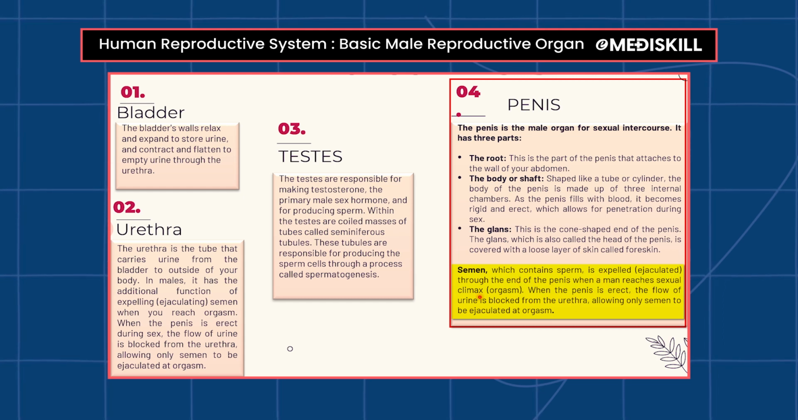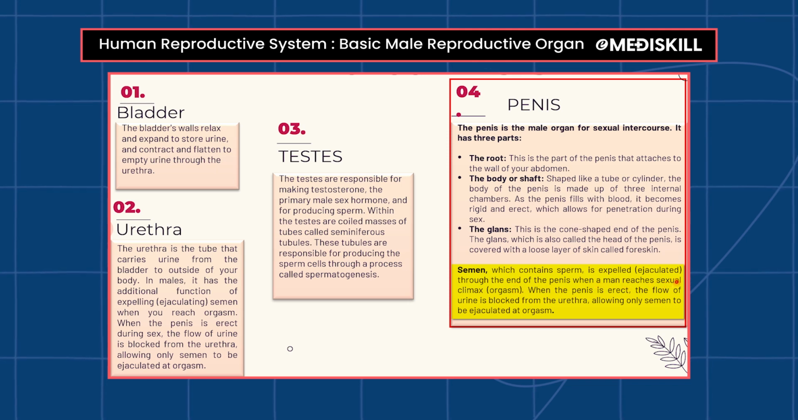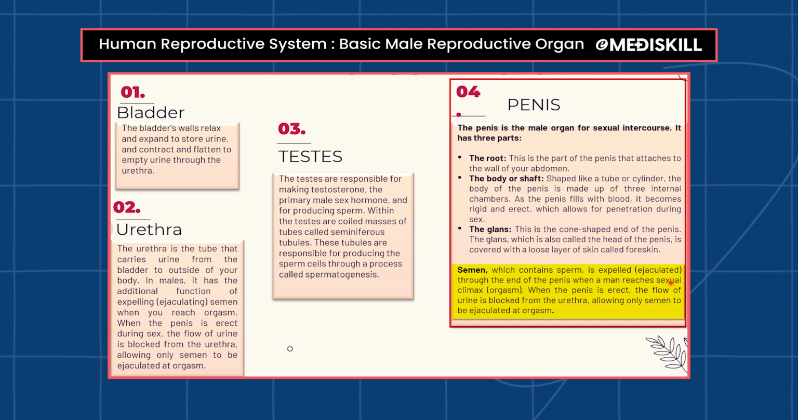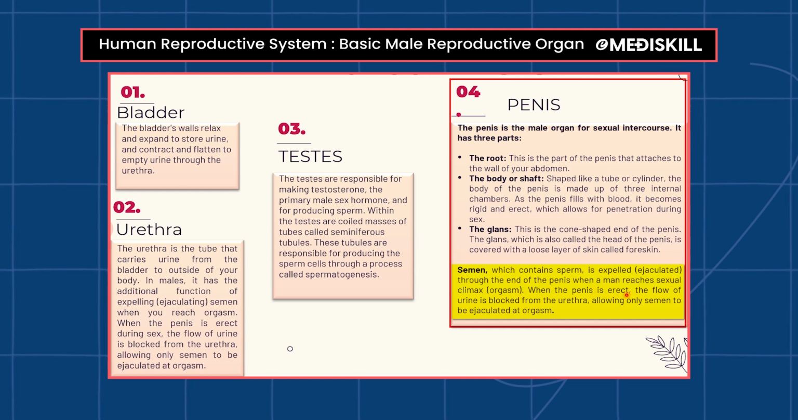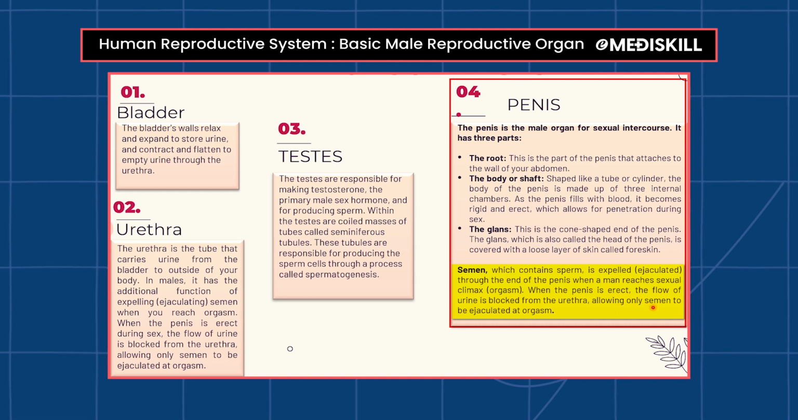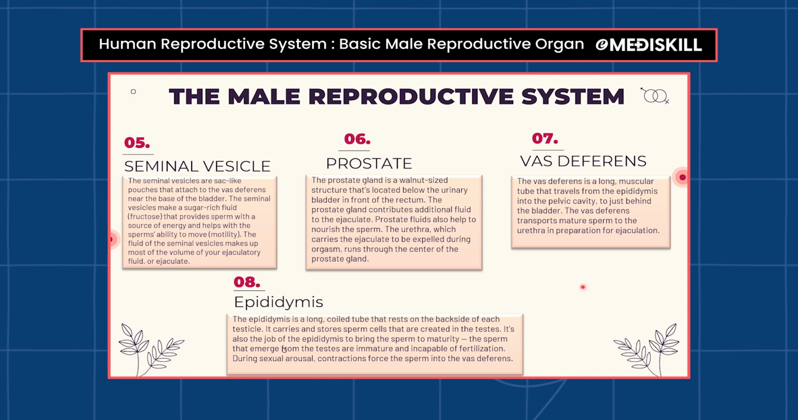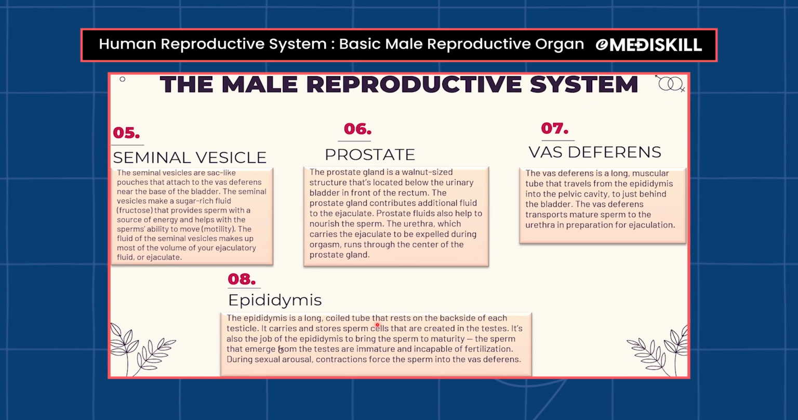It is ejaculated through the end of the penis when a man reaches sexual climax, which is also known as orgasm. When the penis is erect, the flow of urine from the urethra is blocked, allowing only semen to be ejaculated during orgasm. Now, these are the other four organs which are also vital along with the first four we discussed.